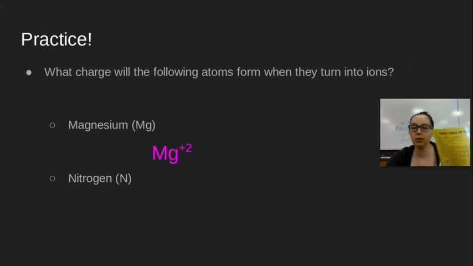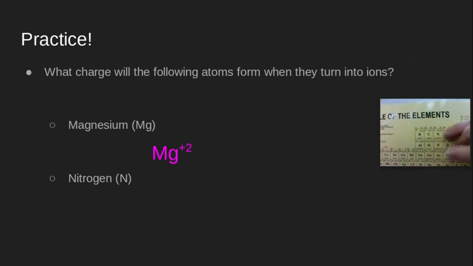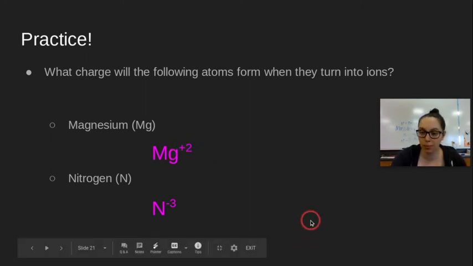Nitrogen, on the other hand, right there, is in group 15, which means it has 5 valence electrons. It needs to lose 5 or gain 3. It's going to gain 3 to have a -3 charge. Remember, we're writing our charges in the upper right-hand corner of our symbol.